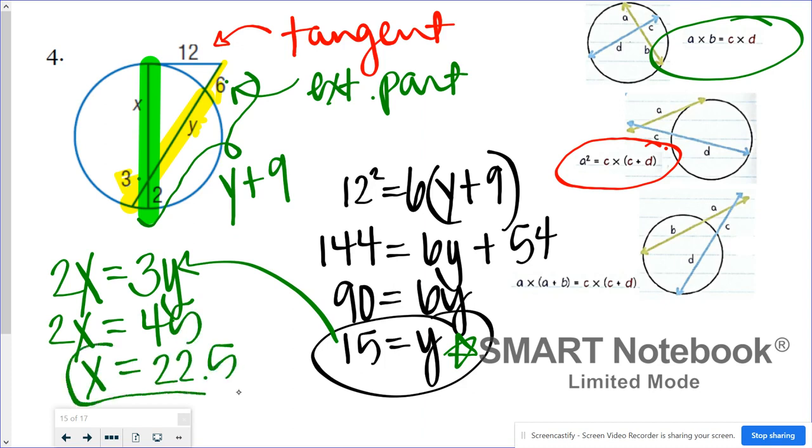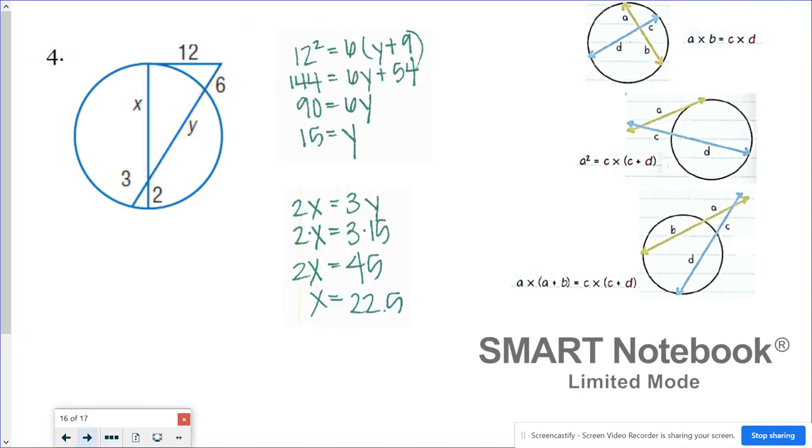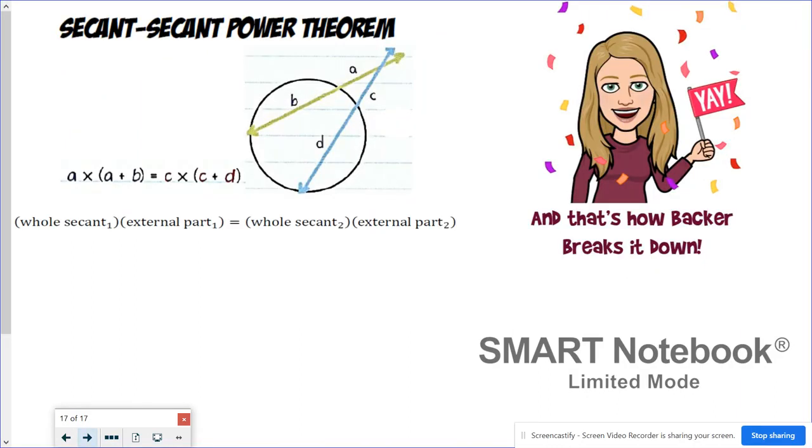So I definitely couldn't have started with my 2 chords because there were 2 unknowns. The fact that the tangent segment jumped out at me was good because that's where I needed to start, was with that tangent segment. Okay. But this video was primarily on that secant-secant power theorem, which basically says the whole secant times its external part is equal to the other whole secant times its external part.